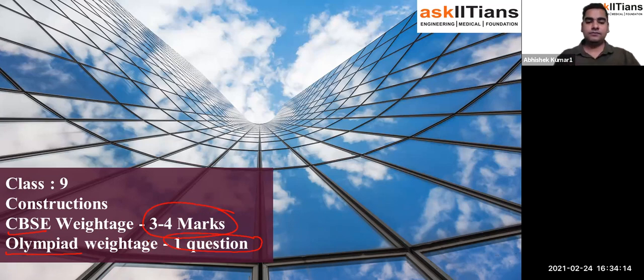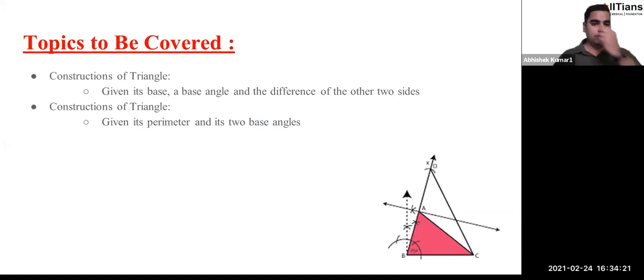Let us see which topics we are going to cover in today's session. We have two topics. In the last session, lecture number 1 of this chapter, we learned construction of a triangle when you are provided the base, one of the base angles, and the sum of the other two sides. Here we have two more cases. Both the cases are important. You cannot ignore them.